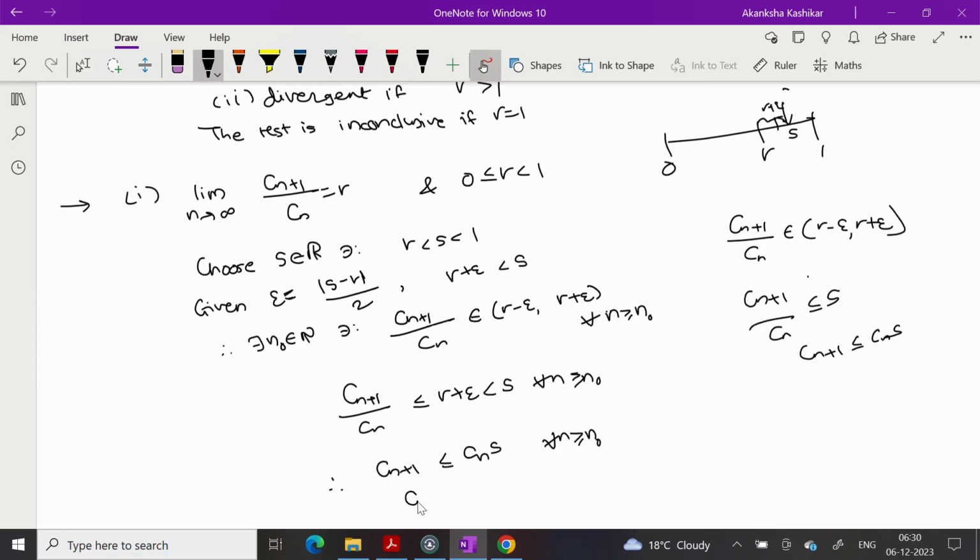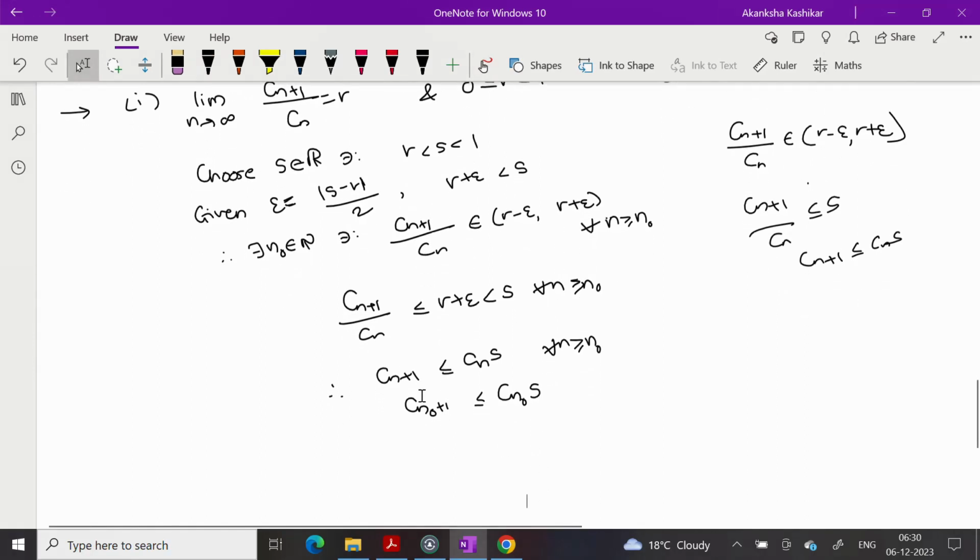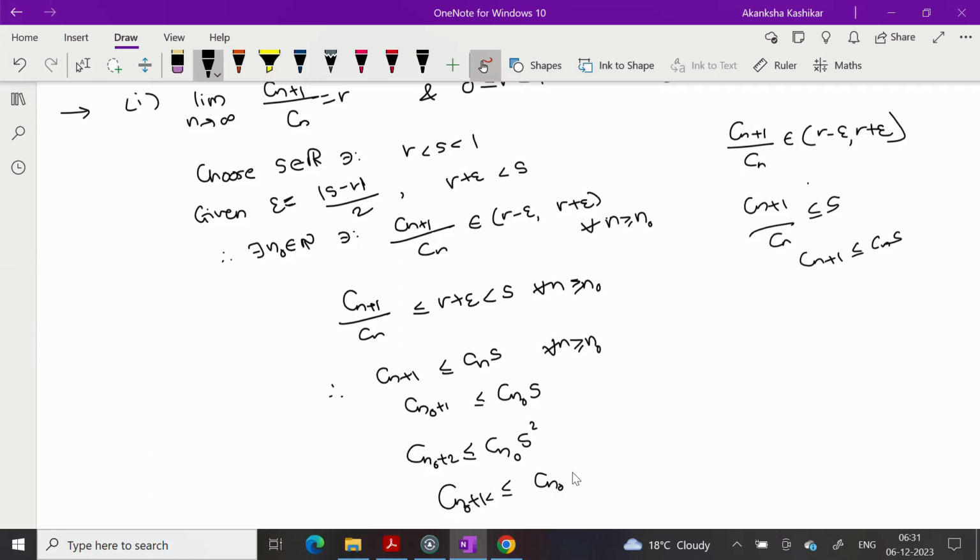So in particular, Cn naught plus 1 will be less than or equal to Cn naught into s. Then Cn naught plus 2, I can say, is less than or equal to Cn naught times s square. Okay, we will resubstitute. So in general, Cn naught plus k will be less than or equal to Cn naught into s raised to k. This is true for every k greater than or equal to 1.